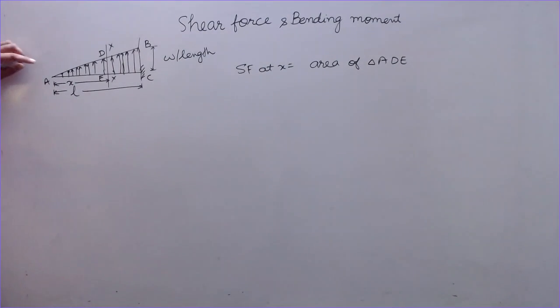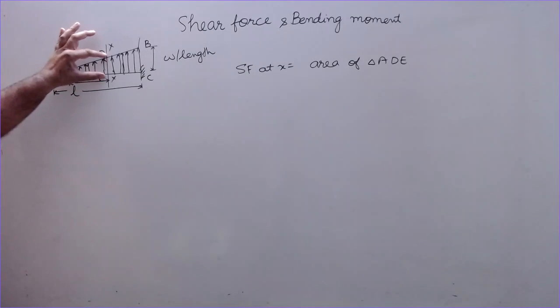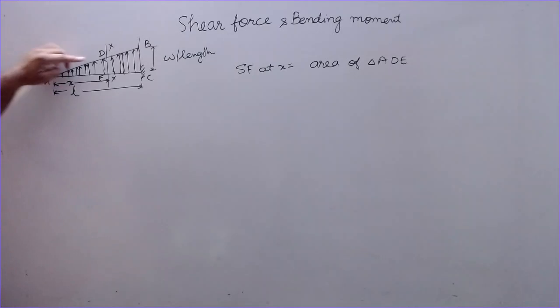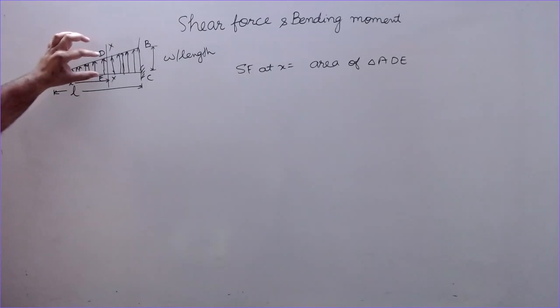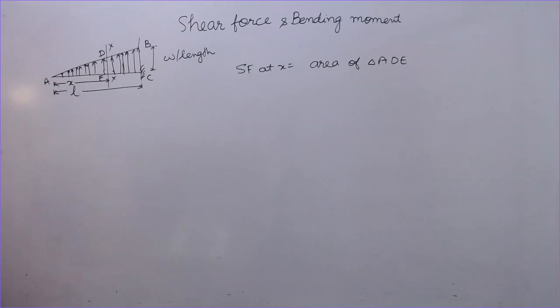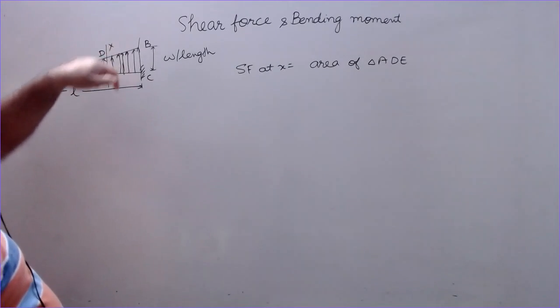So that is equal to 1 by 2 into base into height. We know the length of the base is x, but we don't know here the rate of loading, the intensity of loading. Here it is 0, here it is W per unit length. So we don't know this parameter, this height here. We have to calculate this. This you can do by using the principle of similar triangles. So ADE and ABC are similar triangles.